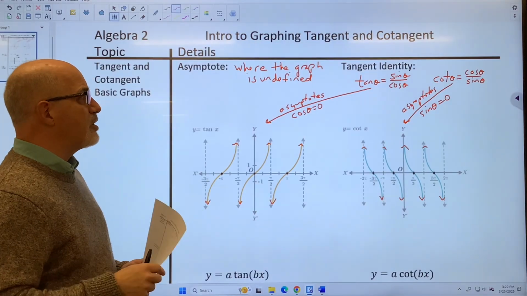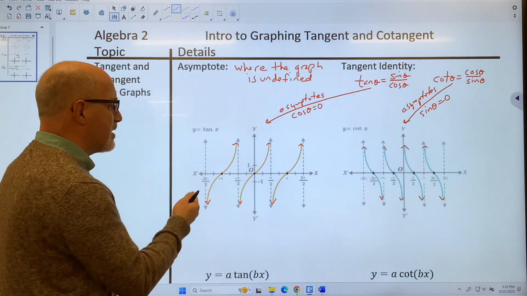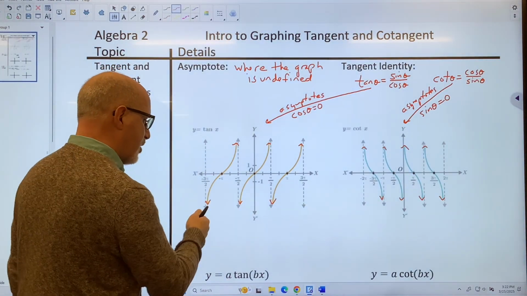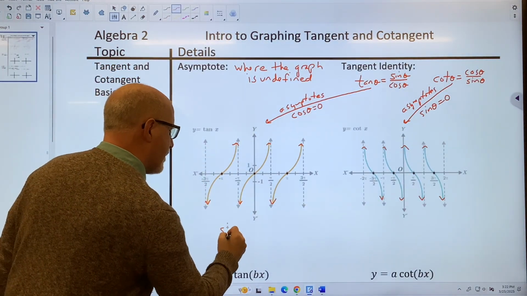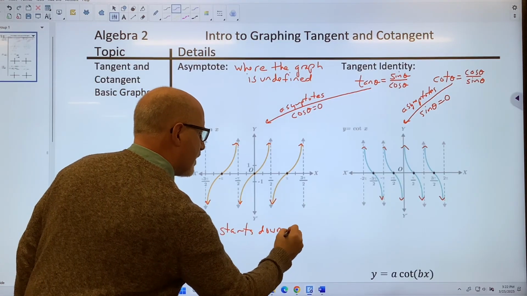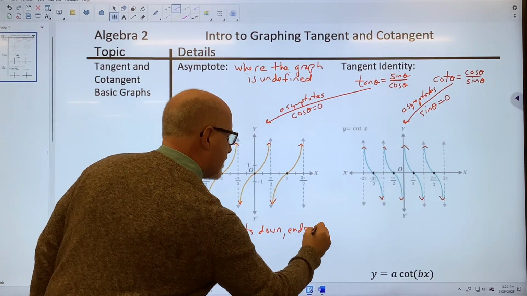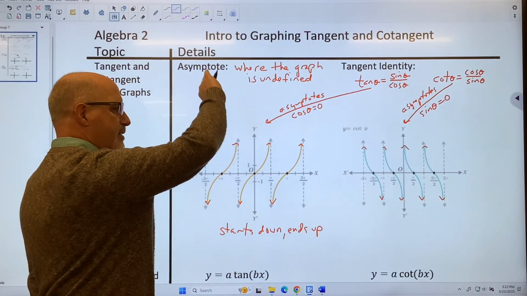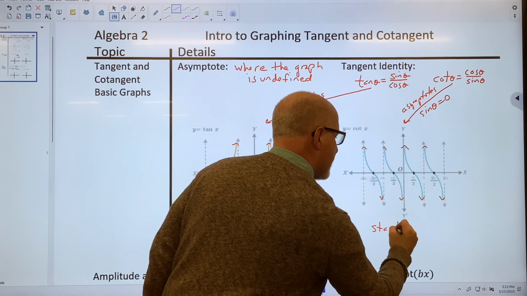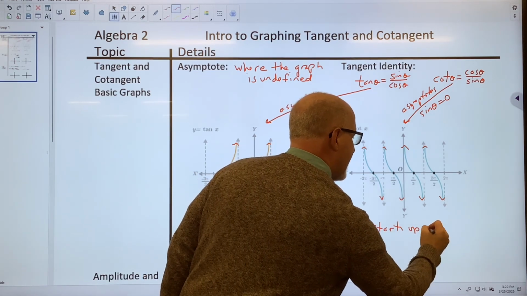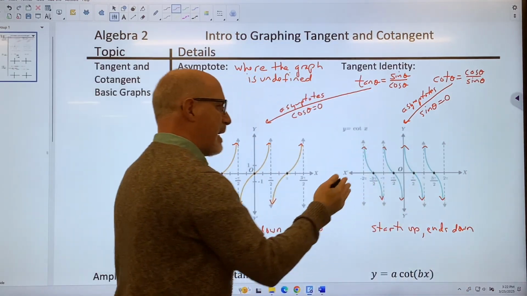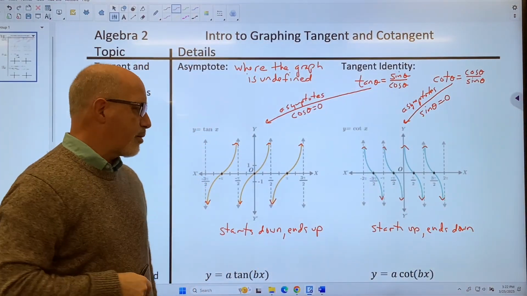The other pattern I want you to see from these graphs is notice that tangent, a standard family of function tangent, starts down and ends up, whereas cotangent starts up and ends down. So that kind of pattern will help you draw the graphs.